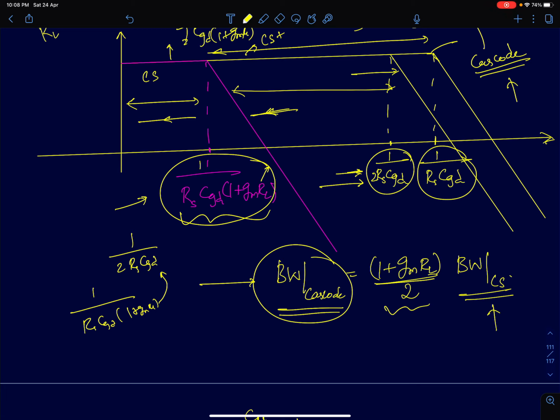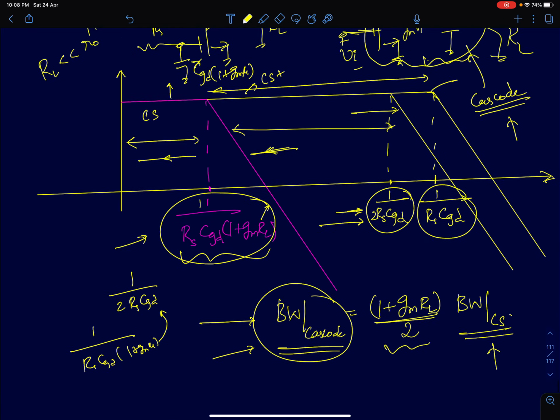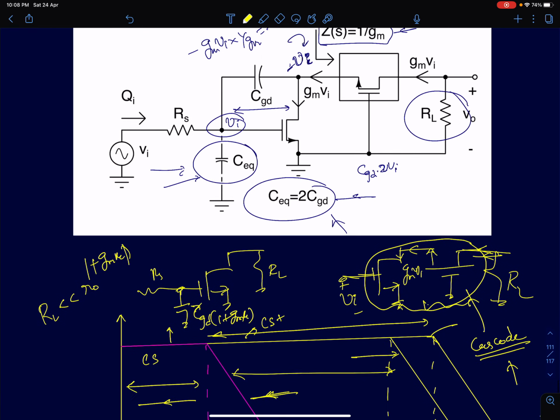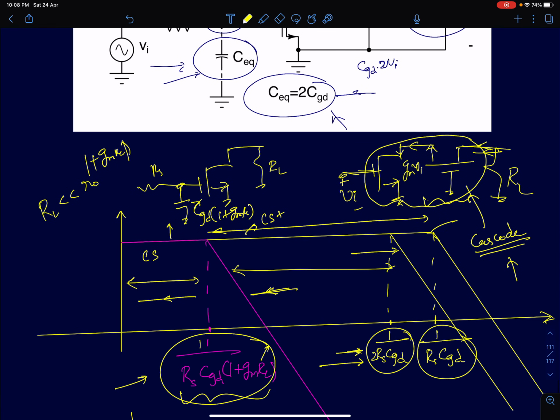So this is the bandwidth advantage we get in cascode, and this advantage we get mainly if you are driving resistive loads. I'm making that point very clear. We are driving resistive loads and not capacitive loads. That's when you get this benefit, and CGD is the major dominating capacitance.